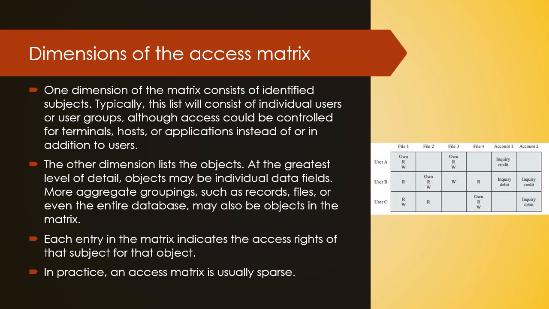In the access matrix that you see over here, the rows represent subjects or users and the columns represent objects or files. The last two columns are for accounts and we are not going to talk about them. We are going to focus our discussion on the files.